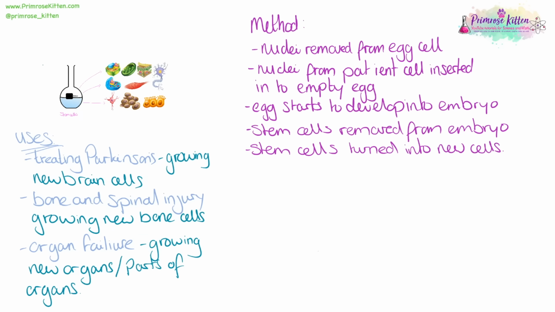If we want to make stem cells, then we take the nucleus out of an egg cell. We take the nucleus from the patient's cell and insert that into the empty egg. The egg can then start to develop into an embryo. From this embryo, the stem cells are then removed and turned into new cells.